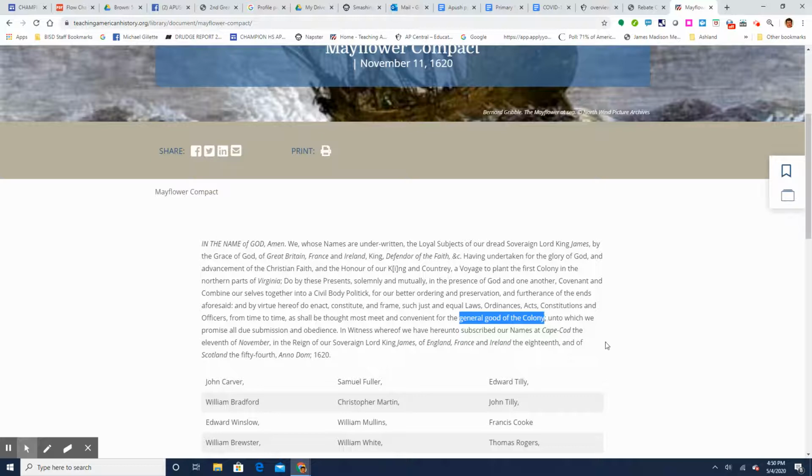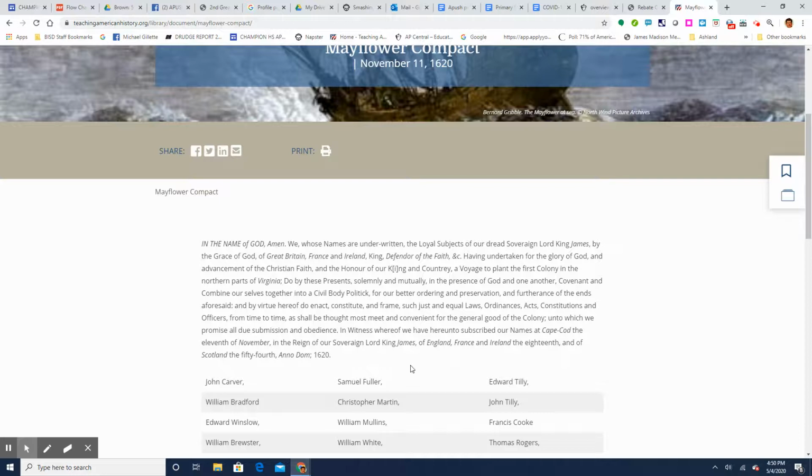So this introduces the concept of majority rules, that we're going to get together, we're forming this government, this civil body politic. For the purposes of ordering society and preserving it, we are going to, from time to time, pass laws, ordinances, and acts, draft constitutions, and elect officers, which will help promote the general good of the colony. And it's this idea that we're all going to bind together. We're all going to submit to that government, be loyal to that government, be obedient to that government, and do what's in the general good.